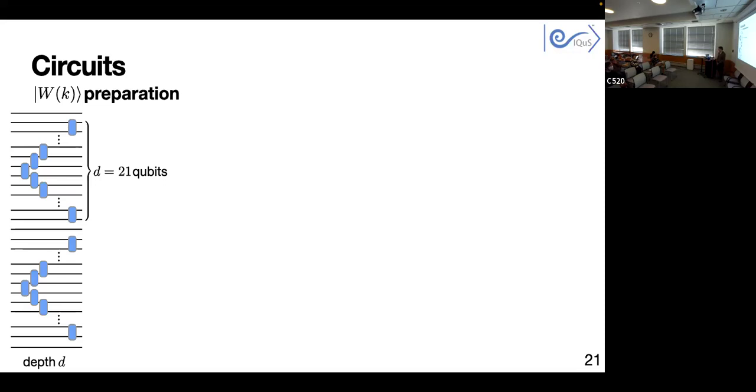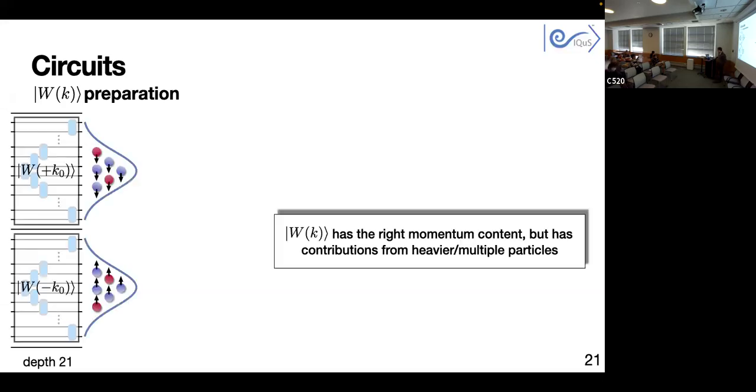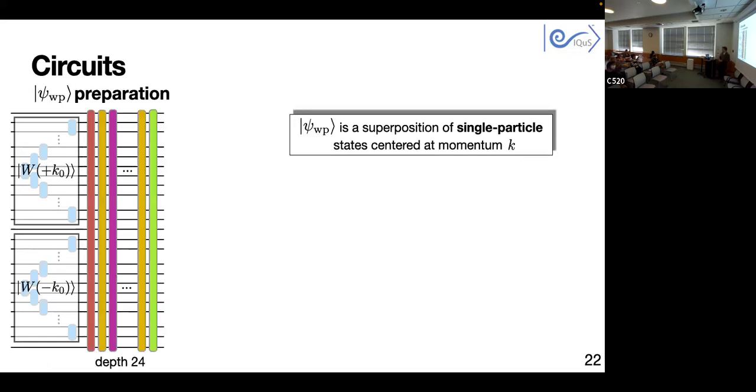We use this linear depth circuit to prepare this initial state W of K that I was talking about before. And as a result of the way the circuit works, it's most optimal for odd size wave packets. So we use a size of 21. And this step is depth 21. And after applying the circuit, you get this W of K state that I was talking about before. And it has the right momentum, but it can have contributions from high energy states, or that might be heavier single particles or multiple particle states. And then what we do next is we apply this energy minimization step, which really reduces the particle content to 1 in each of these wave packets.